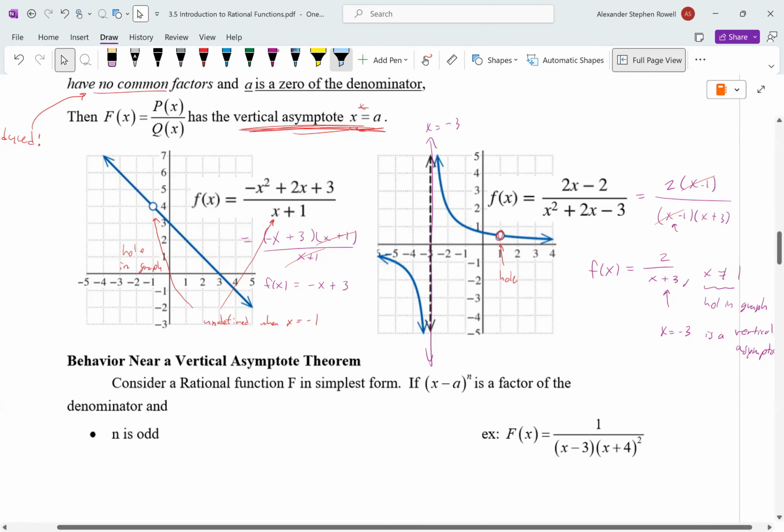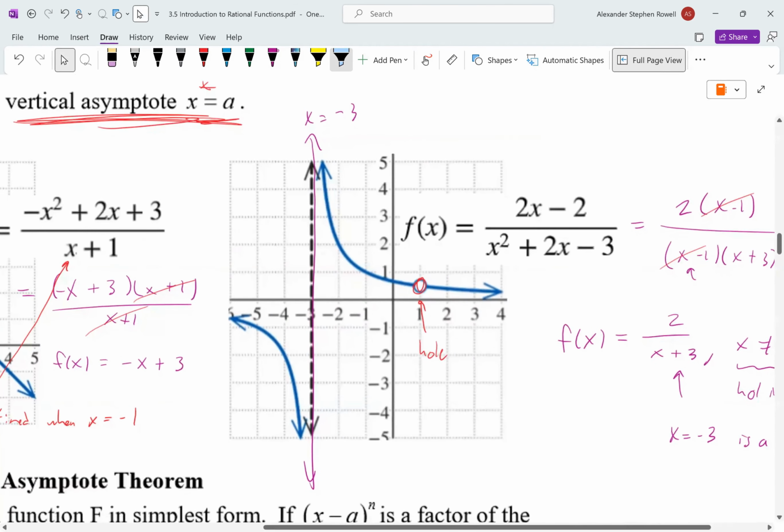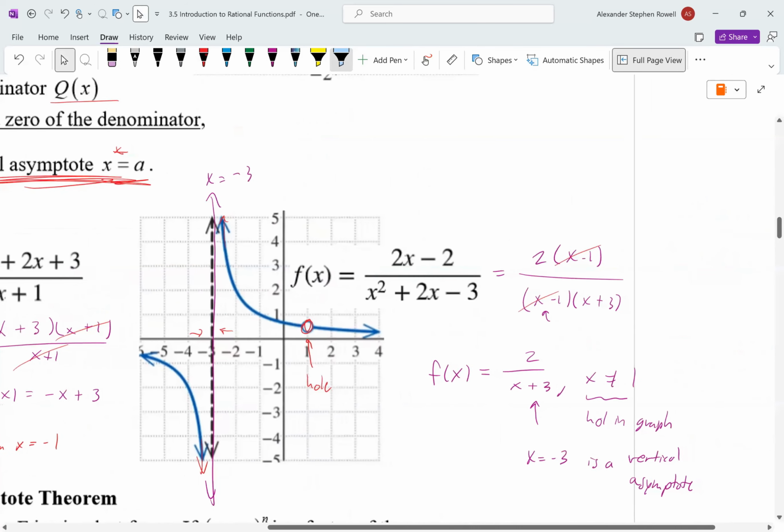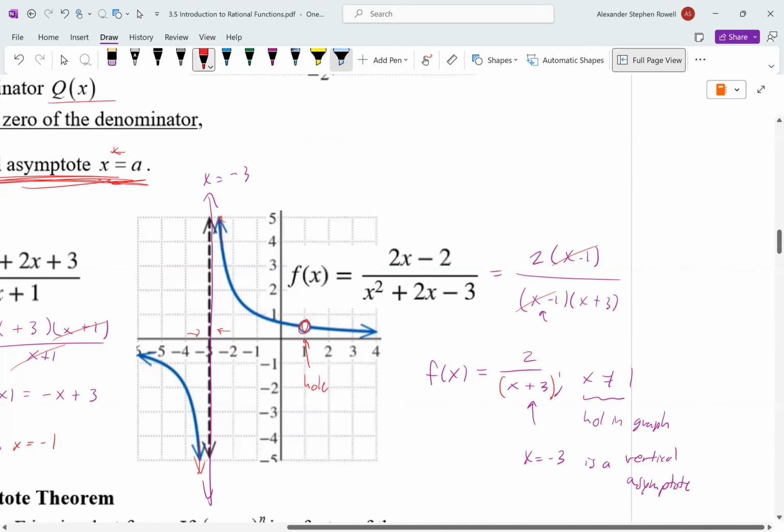Okay, next, behavior near the vertical asymptote theorem. So notice, as my graph approaches a vertical asymptote from the left, my graph goes to what? From the left. What happens to my graph? Goes to -infinity. From the right, as I approach -3, my graph goes to positive infinity. They're opposite. And it's because the exponent is odd of this factor.